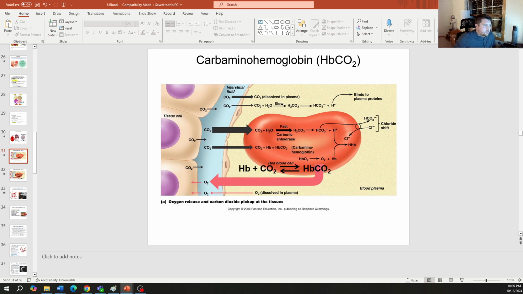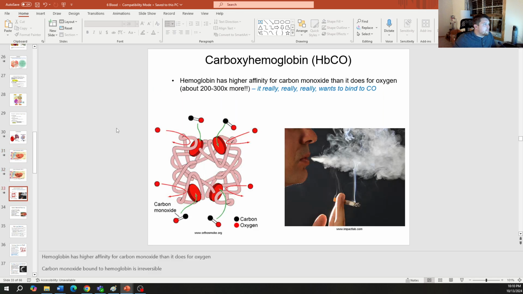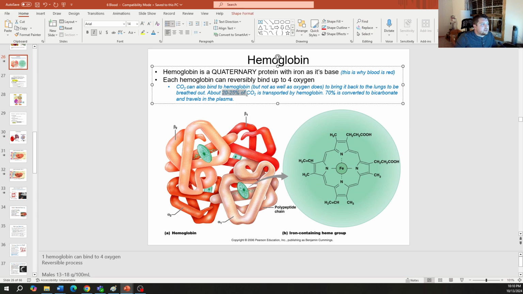Carbaminohemoglobin, this is with our CO2 binding. Now, CO2 is a completely normal waste product, and it can bind to the hemoglobin to get carried back to the lungs to be expelled and released. It is important to note that most of our carbon dioxide is not transported by hemoglobin. About 20 to 25% is transported by hemoglobin.